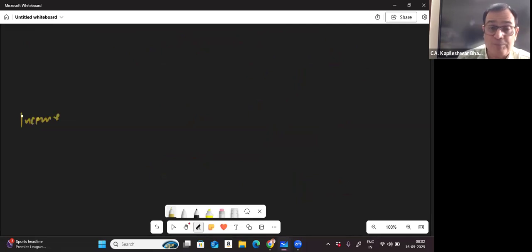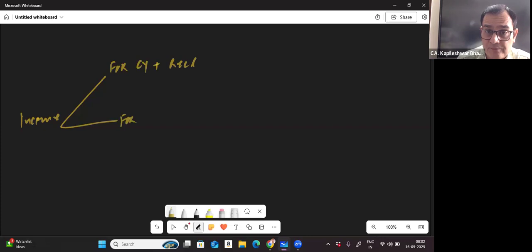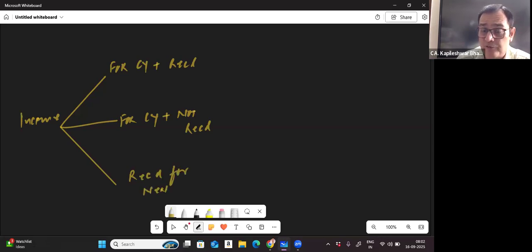Let's apply the three-step again. So we're looking at income for current year and it is received. We're looking at income for current year not received. And we're looking at income which is received for next year. It is received in advance. It is received for the next year.